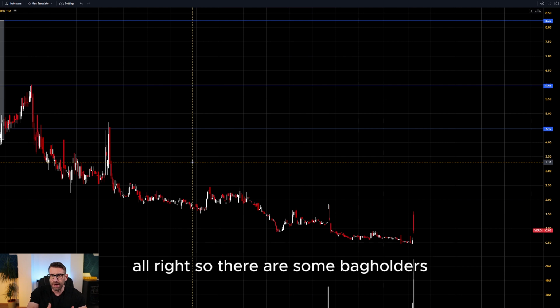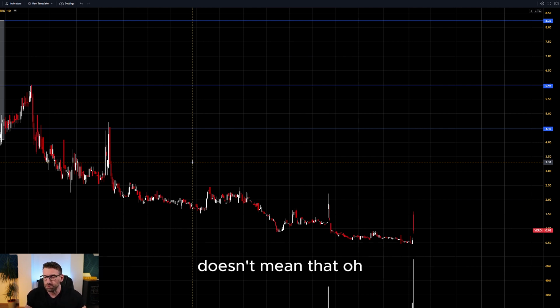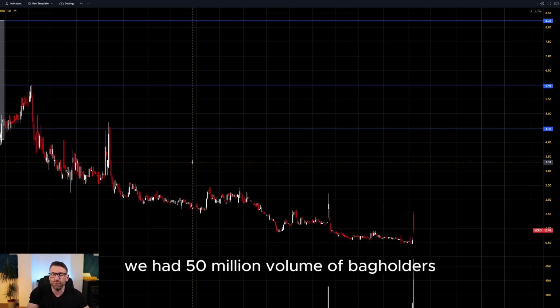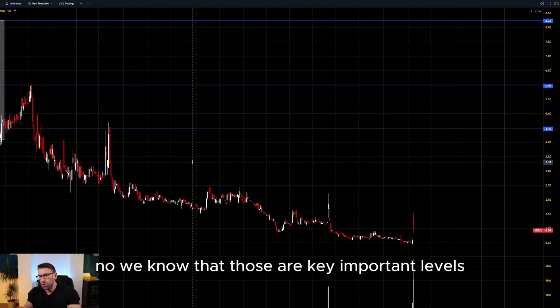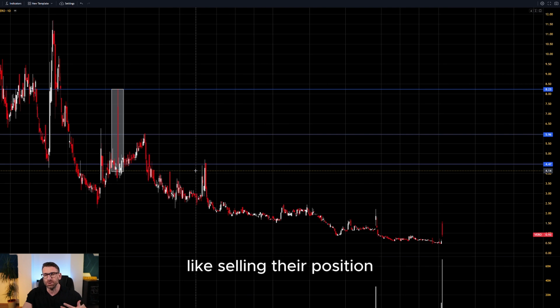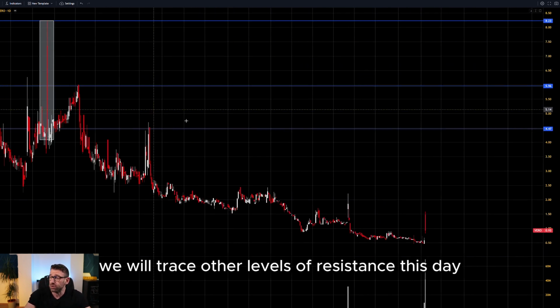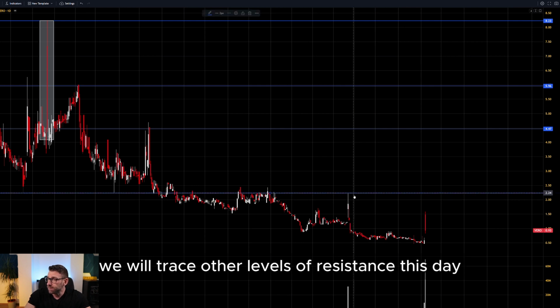So there are some bag holders, but if that day we had 50 million volume traded, doesn't mean that we had 50 million volume of bag holders. No, we know that those are key important levels where probably traders will start selling their position. And you can see now where we'll trace other levels of resistance this day over here.